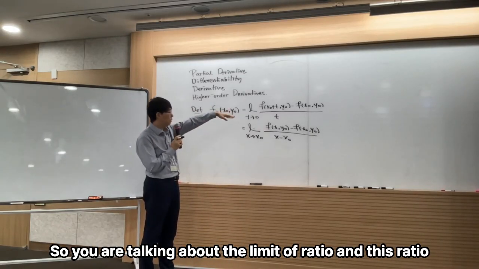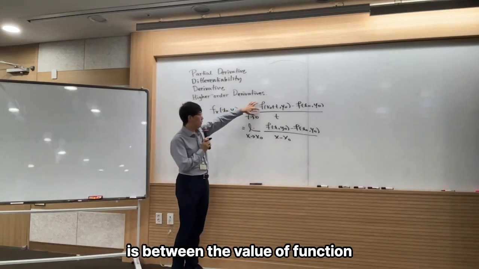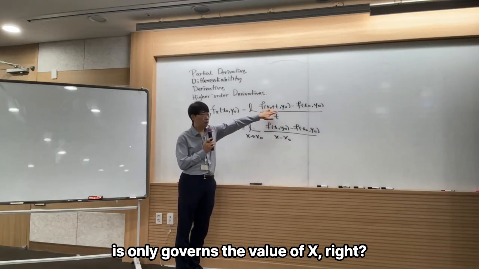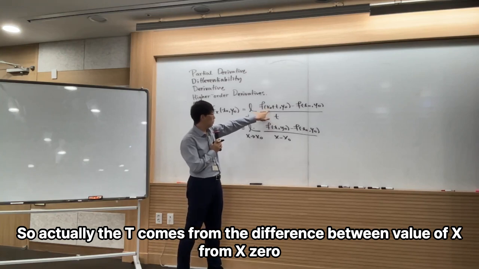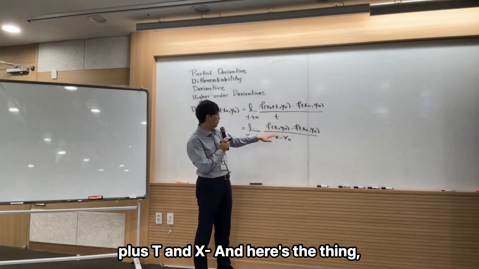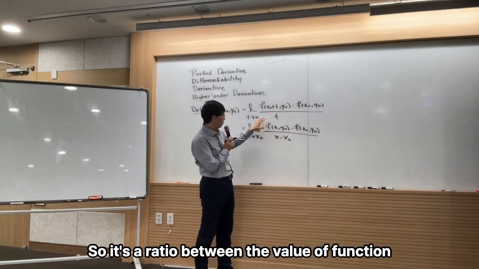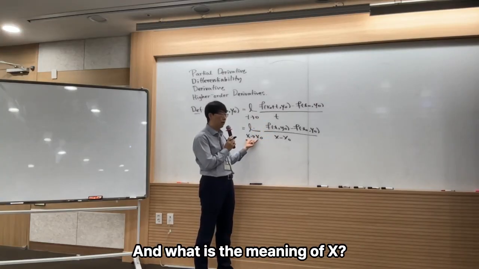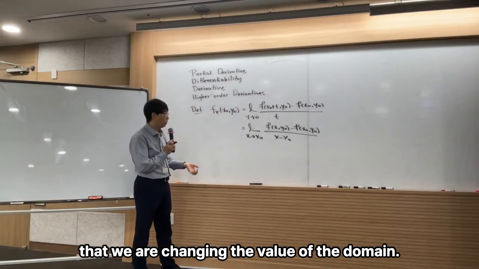You are talking about the limit of a ratio, and this ratio is between the value of the function and the value of x. Here t only governs the value of x, right? Actually the t comes from the difference between the value of x, from x0 plus t, and x0. And here it's the same. We already have the difference between the value of x and x0 in the denominator. So it's a ratio between the change in the function and the change in x. And what is the meaning of x? Why do we choose x?